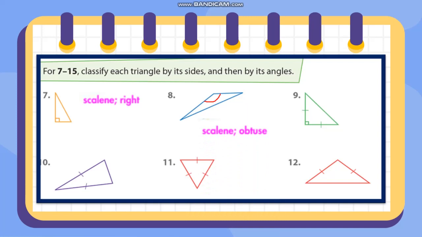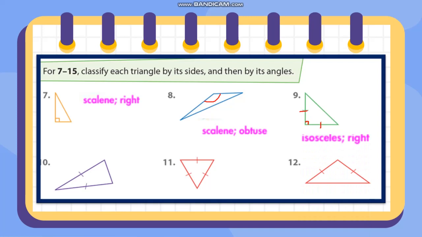Question number 9, there are two sides equal. This and this are equal. It means that is what we call isosceles, because when we say isosceles, having two sides equal. And according to its angle, there is one right angle. That's why the answer is isosceles right triangle.